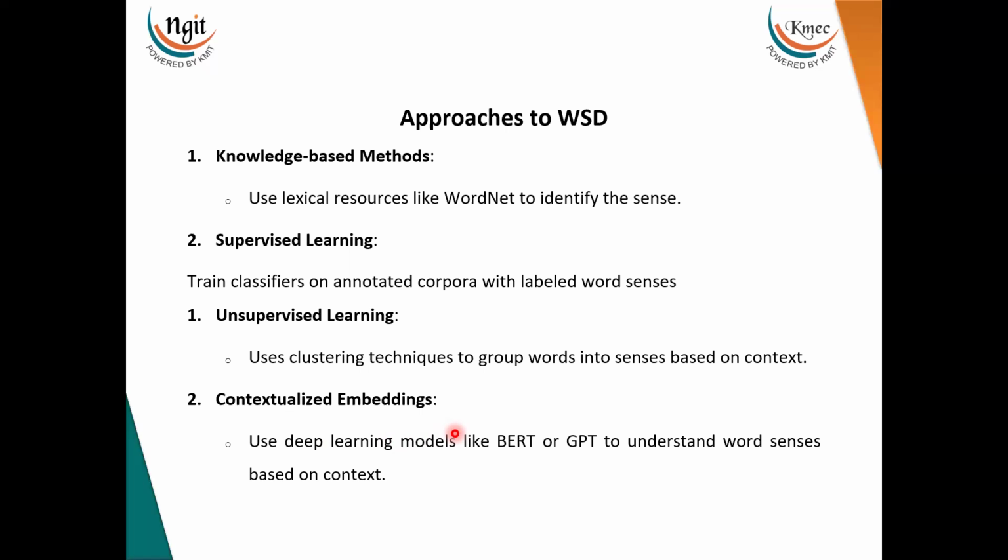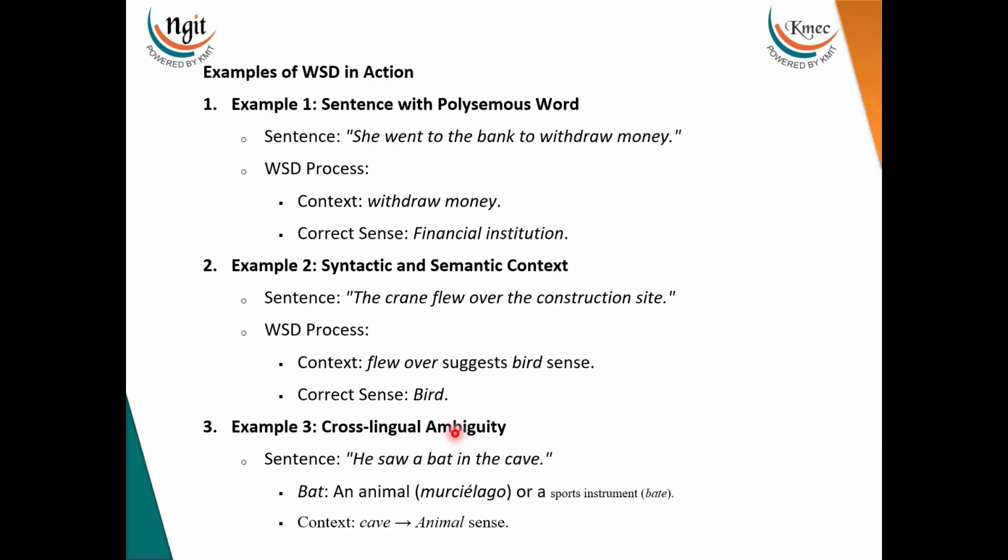Okay. So then examples of word sense disambiguation in action. In the first example, you see a sentence with a polysemous word. The sentence is she went to the bank to withdraw money. Word sense disambiguation will process the context, which is withdrawing money, right? So the correct sense it understands for this particular bank is financial institution. This is the relation we need to understand. Basically, a word will have its meaning based upon the context where it has been used.